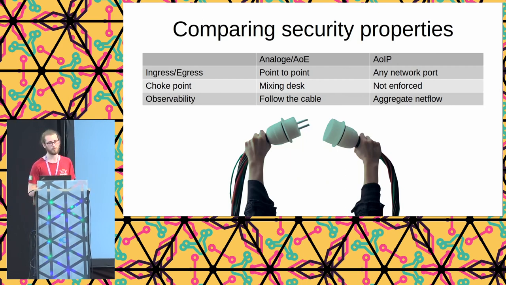Whereas when you're using audio over IP, the audio can basically be routed in a matrix from any device on the network to any other device on the network, so you've lost that choke point. And the only way to really observe that is to get your netflow data from all of your switches, which is not something that audio engineers are equipped to do or particularly want to do. So we need to find some solutions to that.